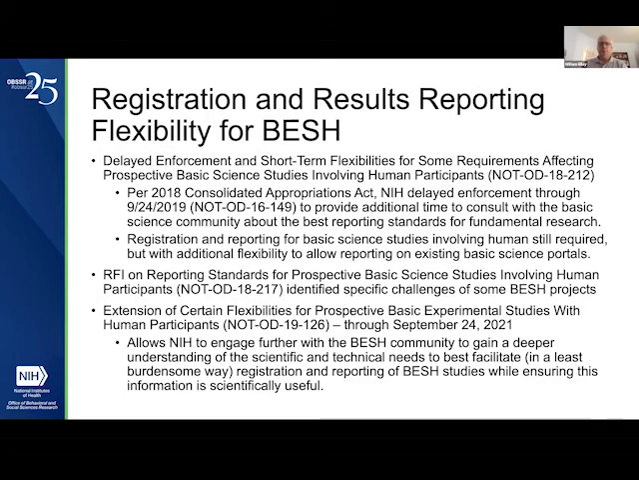In terms of registration and results reporting, pretty early in the process we heard from the basic science community, not just from behavioral and social scientists, but a broader basic science community, that there needed to be some flexibilities in the requirement for prospective basic science studies to register and report. And so per the 2018 Consolidated Appropriations Act, we delayed enforcement through 2019 at that time to provide additional time for consultation and input from the community. We solicited an RFI. Becky's group will talk a bit about the RFI itself and some of the initial things that they found from that. But one thing was very clear from the RFI responses: specific challenges of some BESH studies to register and do results reporting. So as a result of that, we extended those flexibilities for basic experimental studies with humans through September the 24th of 2021.